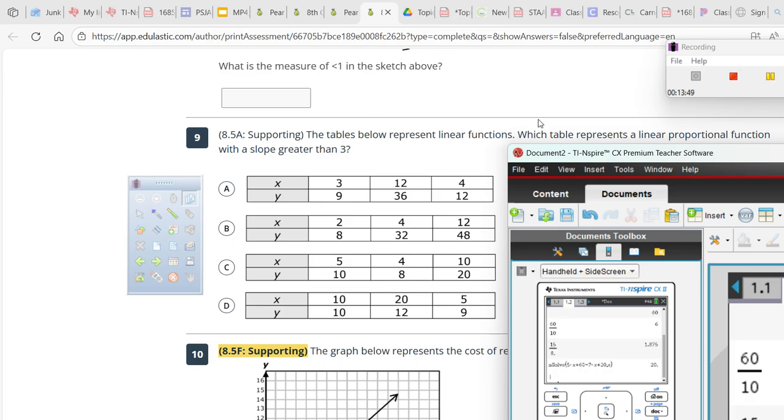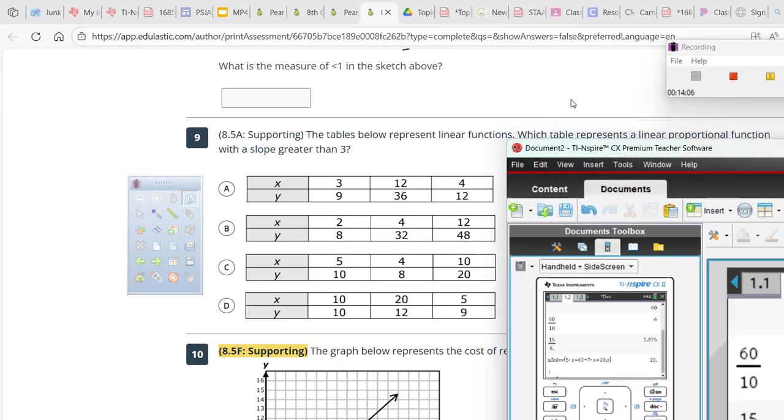So for this one, don't think about it. Proportional means going to the origin, so the y-intercept is 0. I'm going to open a spreadsheet and put the numbers in here.